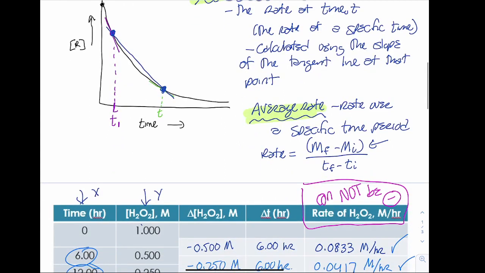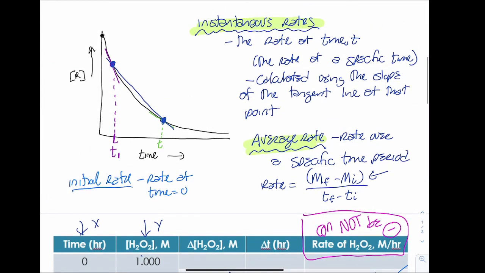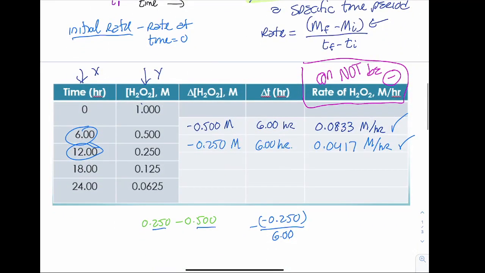I should mention our initial rate. I didn't put that on the list above. Our initial rate is really just an instantaneous rate. It's a rate at a particular time, and that particular time happens to be time 0, right? Initially, what is my rate? So the rate at time 0. So instantaneous rate, average rate, initial rate, which is an instantaneous rate just at time 0. And then calculating average rates.